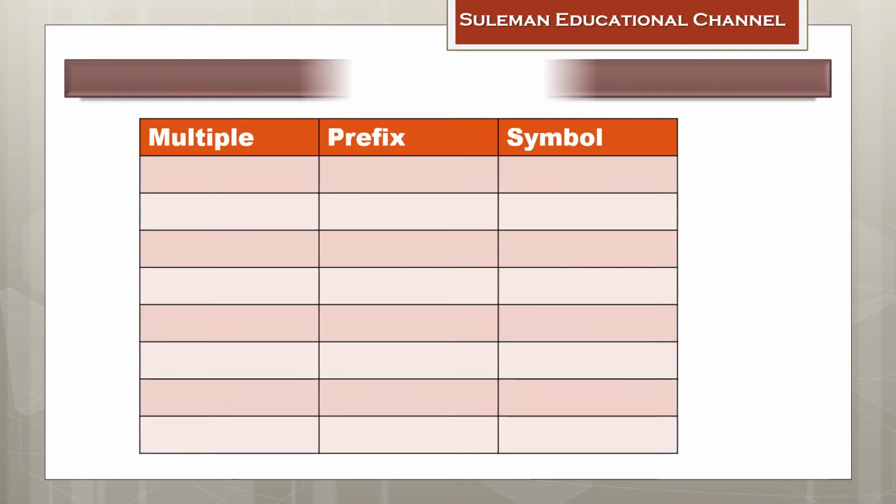Now we'll discuss the prefixes that are used in physics. Prefixes are used for multiples. So over here we are going to talk about the multiple, the prefix used for that multiple, and the symbol used to represent that prefix.